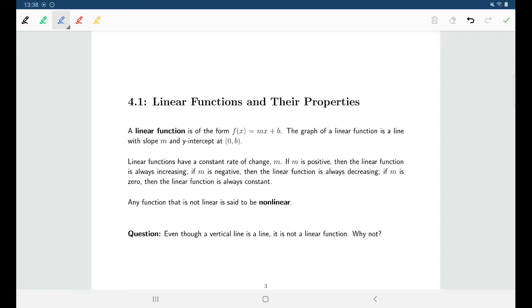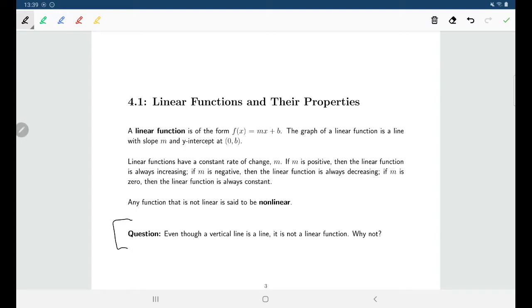Any function that's not a linear function we would call nonlinear. So, for example, a quadratic function would be nonlinear. A function that involves square roots would be nonlinear. Any function that's not the equation of a straight line would be a nonlinear function.